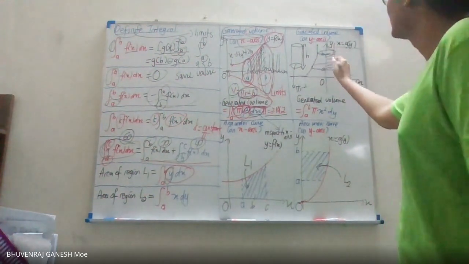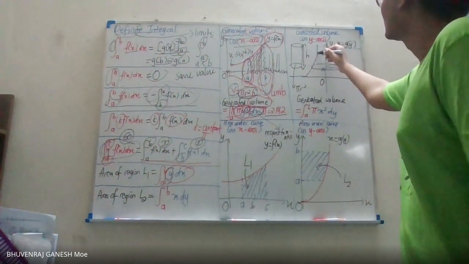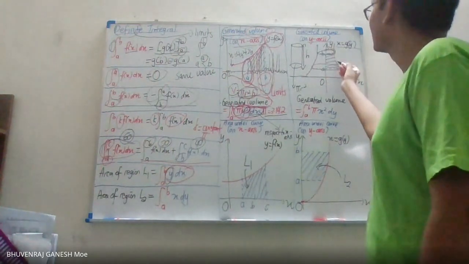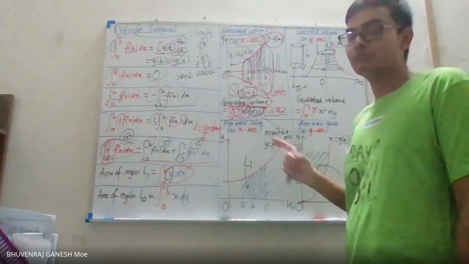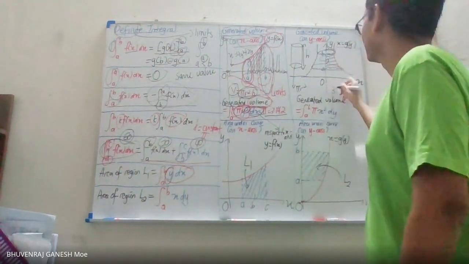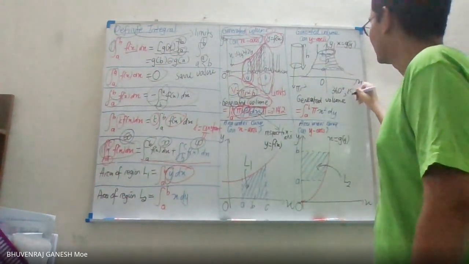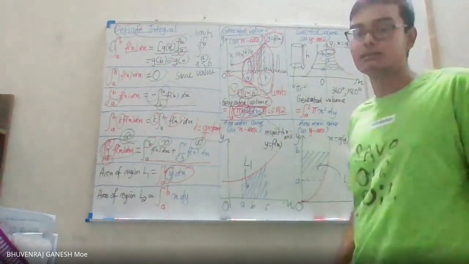To form a cylinder, so this part over here. This region is what you rotate, and the rotation can be either 360 or 180. This one thing you must know. Usually the question will say 360 or 180 rotation.